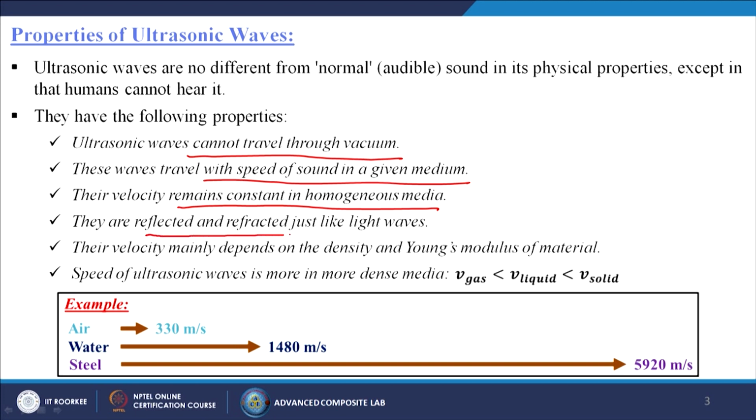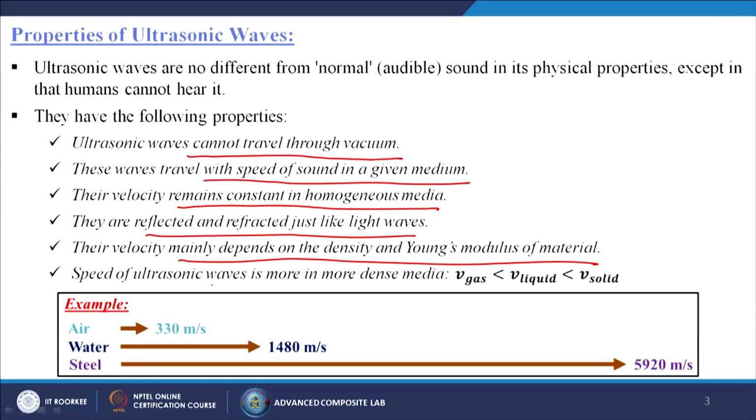They are reflected and refracted just like light waves. That means, if I pass ultrasonic waves and there is a certain material, the waves will be reflected or refracted at that particular surface. Their velocity mainly depends on the density and Young's modulus of the material. The speed of ultrasonic waves is higher in denser media. In this case you can see that the velocity in solids is the maximum, then liquids, and then gases.